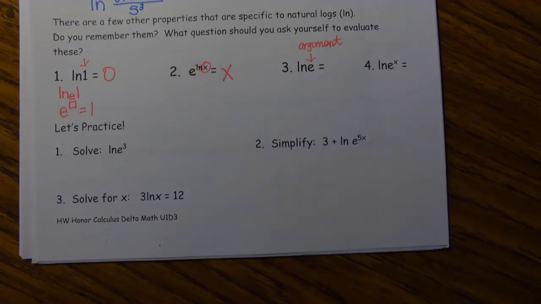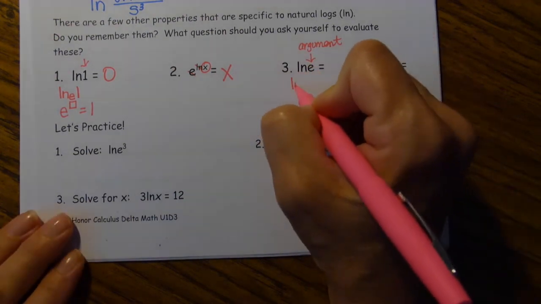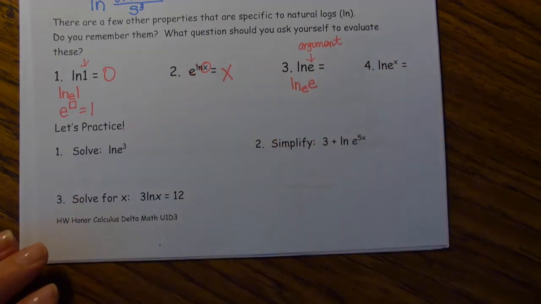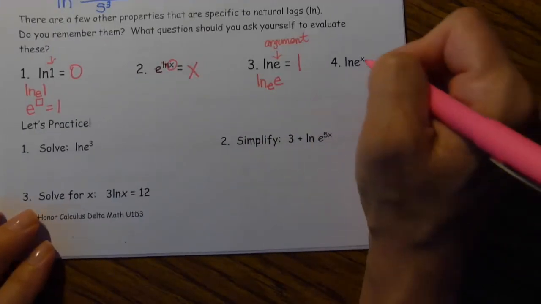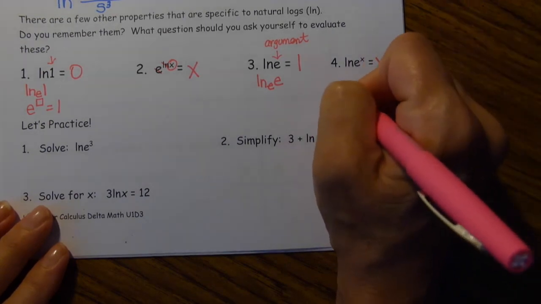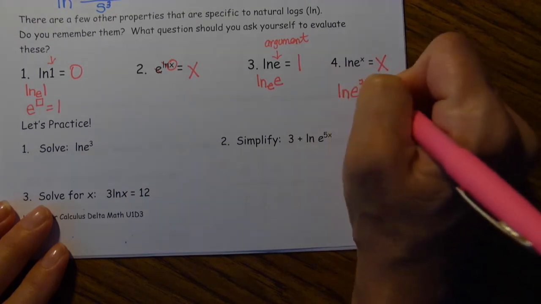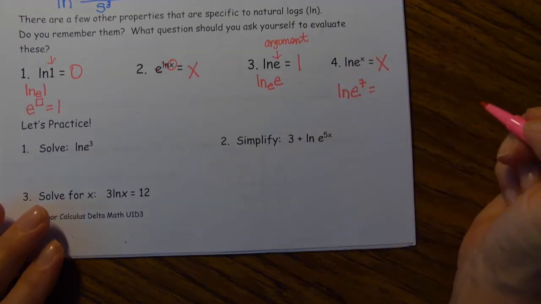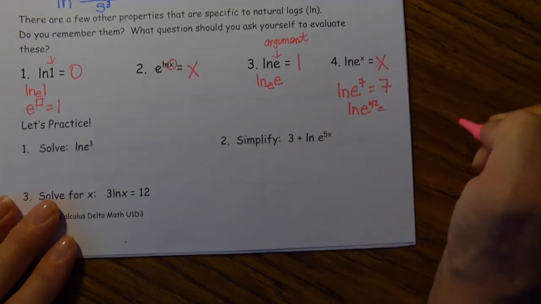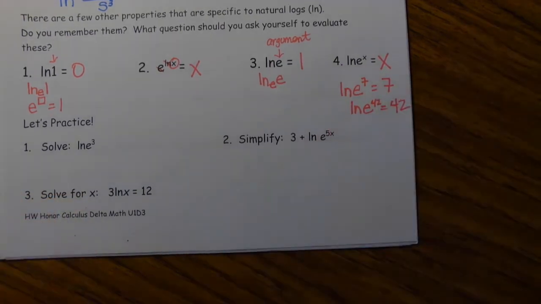So what would be the answer to this one? ln e, what's its numerical value? Well, this is really ln, there's a little e. We're saying this little e raised to what power gives you e? 1. What about this one? Let me add another one. What's the answer to this? 7. What's the answer to this? 42. I want to have enough of those in your notes so you get the idea. When you see e raised to a power inside ln, the answer is whatever the exponent is.